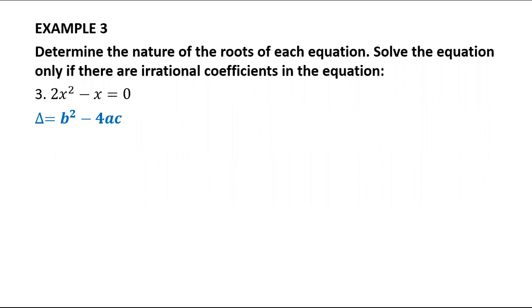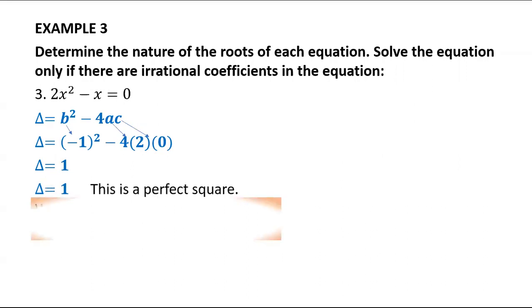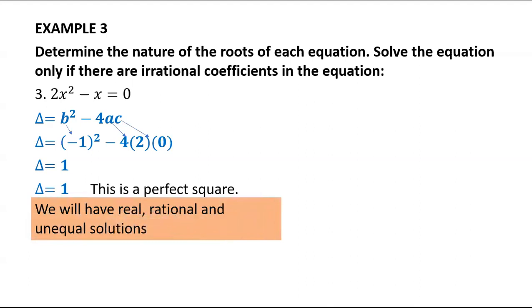Now let's substitute everything there and see what we are going to get. All right, let's just go through it quickly. This is what we'll have. Where there's b, we substituted -1. Where there's a, we substituted 2. And where there's c, we substituted 0. Now you will realize that the second part will give you 0. So you'll end up having -1 squared, which gives you 1. So our discriminant is equal to 1, which is a perfect square. So we'll have two real unequal solutions that are rational.